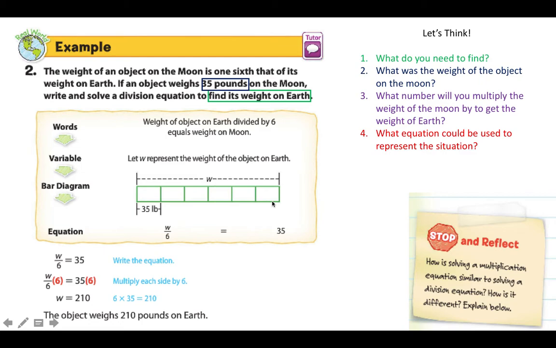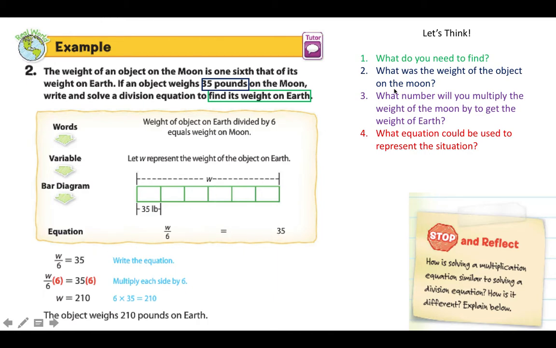Well, let's look at our bar diagram here. If 35 pounds is 1/6, that means we're going to take W and divide it into 6 equal groups. 1, 2, 3, 4, 5, 6. And each of those equal groups is going to be worth 35 pounds. Does that make sense? Hopefully so. So our division equation is going to be W divided by 6 equal groups. And each of those groups should be equal to 35. So W divided by 6 equals 35 is our equation.